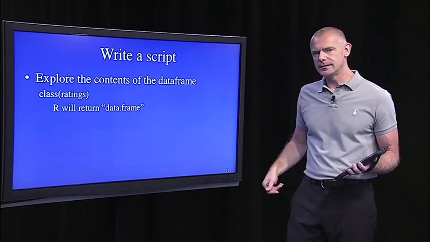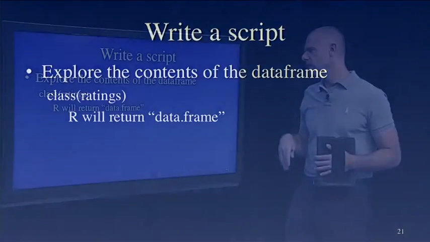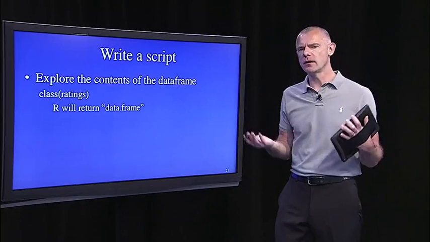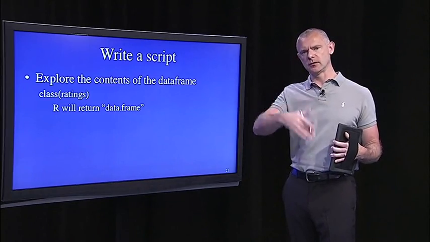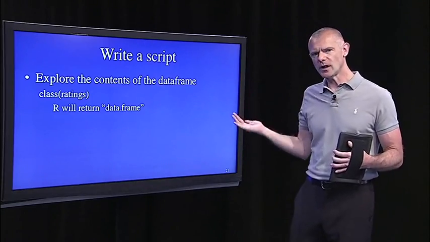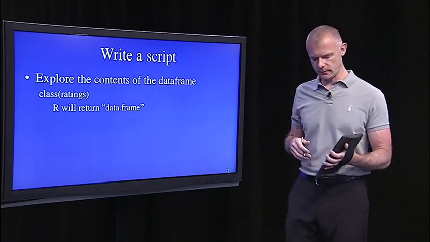The next thing we can do is explore the contents of that data frame. So now I have in R an object called ratings. There's a function in R called class. If I just say class open parentheses ratings close parentheses, then R will tell me this is a data frame. R figured out that it was a data frame because it had a certain structure to it. It had a certain number of rows, certain number of columns, and it had a header. And we used the read.table command to create that object, so R figured out it's a data frame.